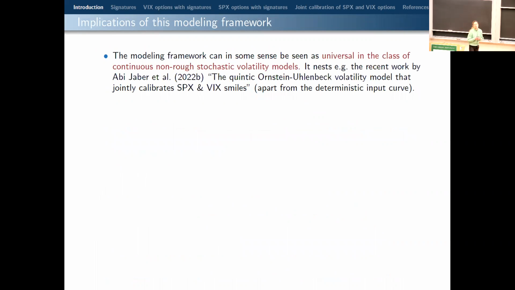Okay. So let me give you already the implications of this modeling framework. It can be seen as universal in the class of continuous non-rough stochastic volatility models because of this universal approximation property of the signature, which I will show you in a few slides ahead. And on the other hand, it's not only approximative, but it also nests some classical models.